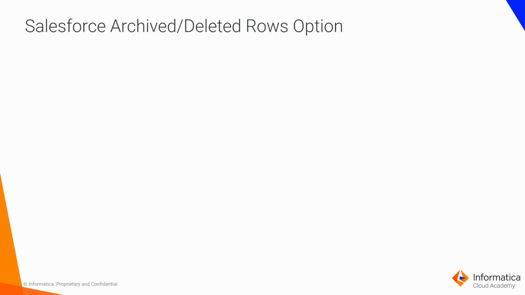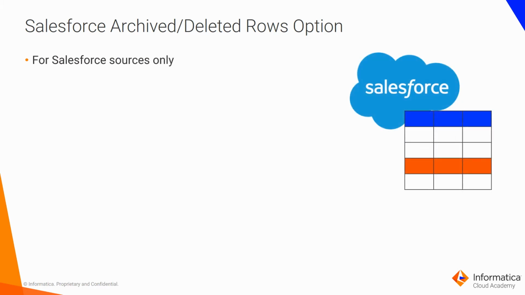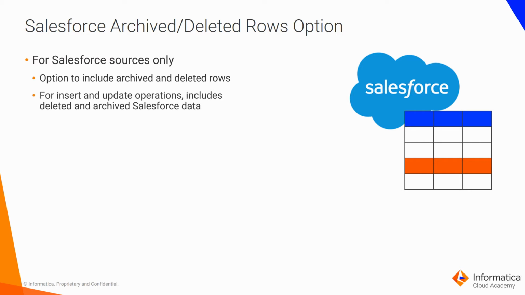There are some other options you can configure for Salesforce sources only. When you select a Salesforce source, you have the option to include archived and deleted rows, which is essentially the historical data in Salesforce. By default, this option is turned off, but it's something you can enable. So if you turn it on for certain update operations, then it will include that archived or deleted data.